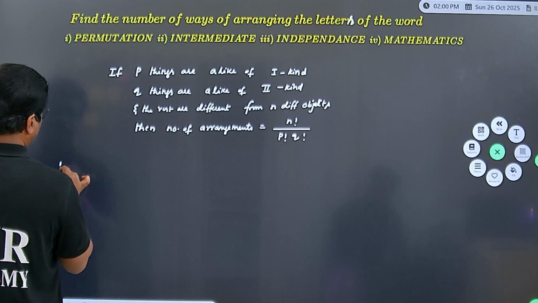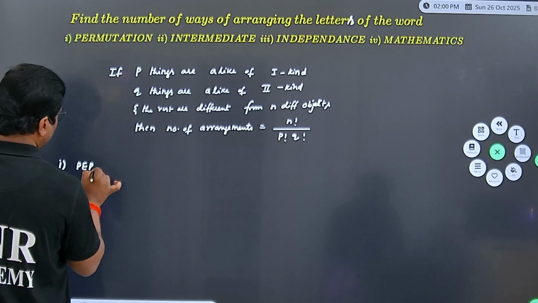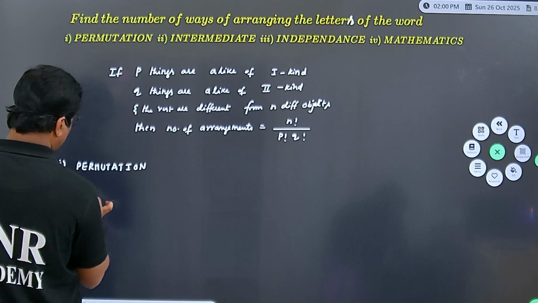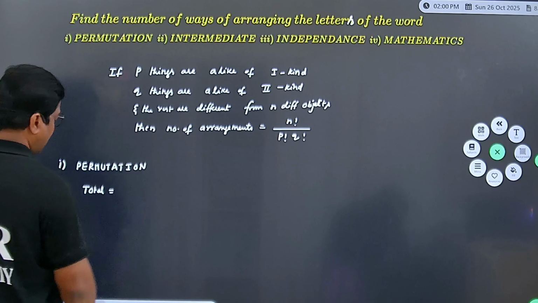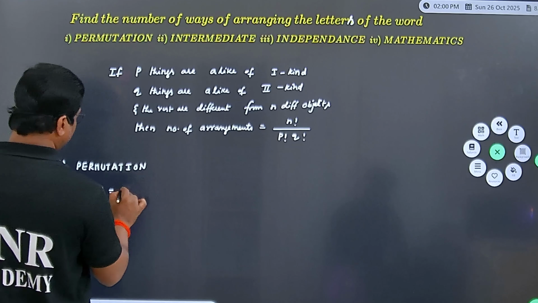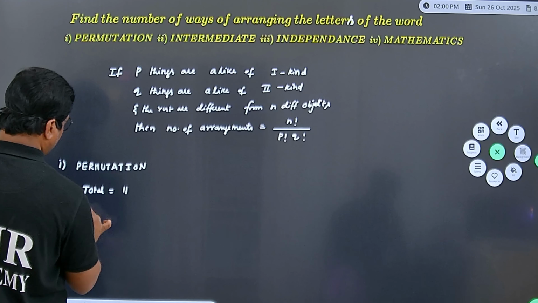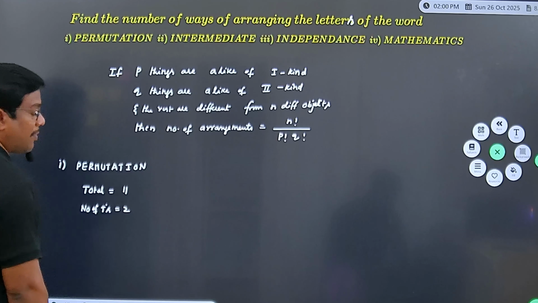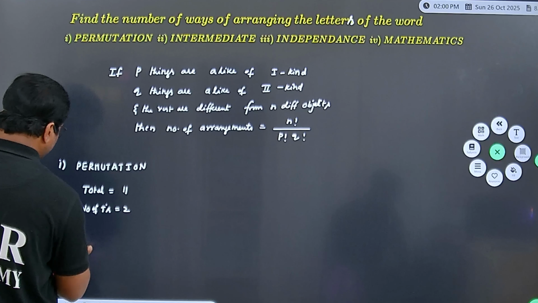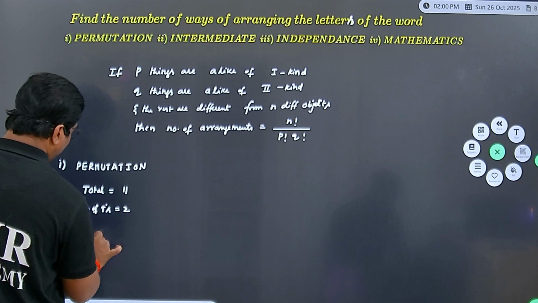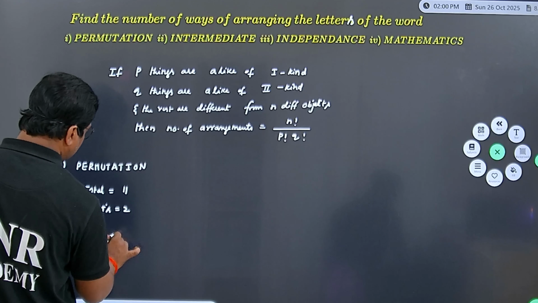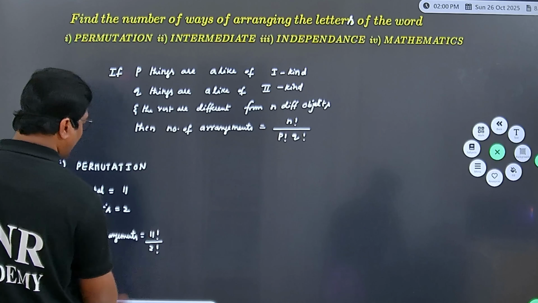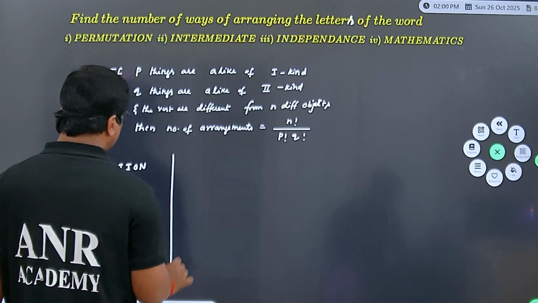See the first question. You have permutation. In which total how many letters are there? Observe, there are total 11 letters, and here the number of t's is only repeated twice. Therefore the required arrangements can be written as 11! by 2!. That is the first one.